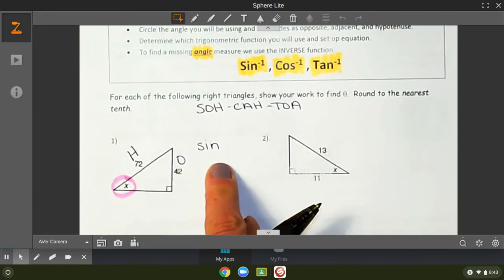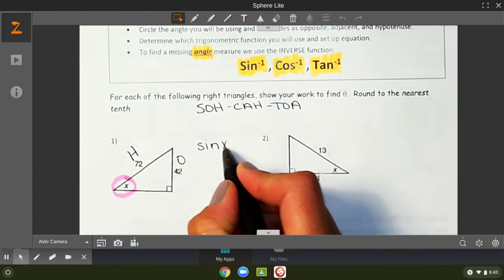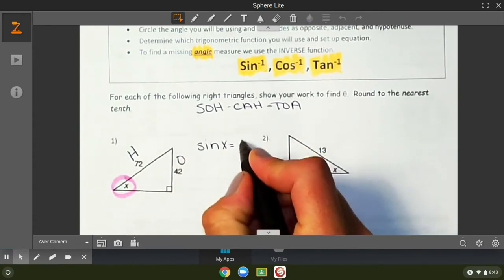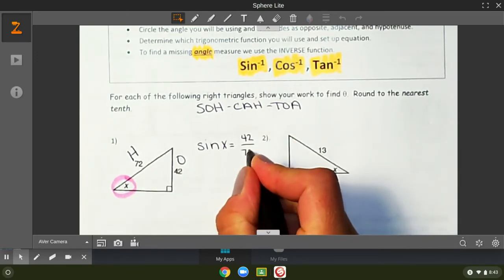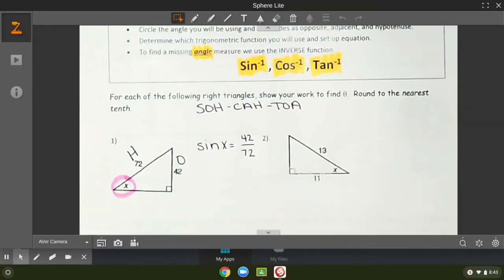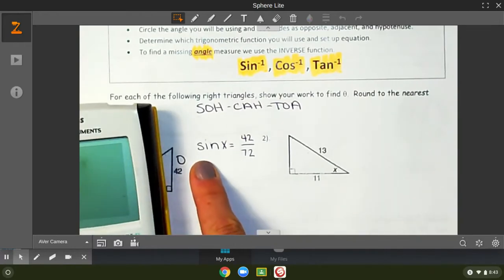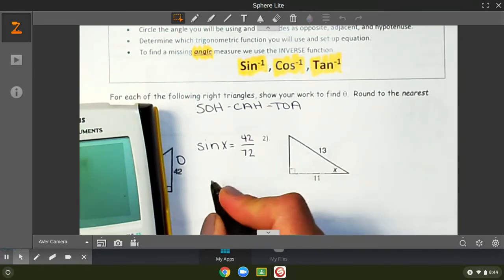So we're going to write this in: sine. Now remember, what goes next to the word sine is the angle. So our angle is X. It's not an angle measure. Sine of X is equal to OH, so opposite 42 over hypotenuse 72. Now, since the sine is connected with the X, we can't type in the calculator sine X because we don't know what the X value is. So what we need to do is move the sine to the other side. But in trigonometry, you can't just move it over. Instead, what you have to do is the inverse.